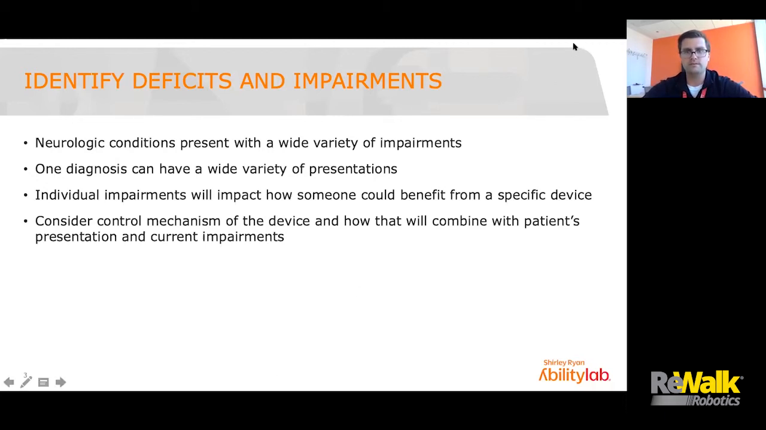diagnosis, but more specifically how that diagnosis has impacted that person, because those individual impairments can impact how they're going to benefit from the device that you're planning to use. And then in thinking about impairments, you want to consider how the devices are controlled and how those impairments will work with or potentially not work with the device that's available to you.